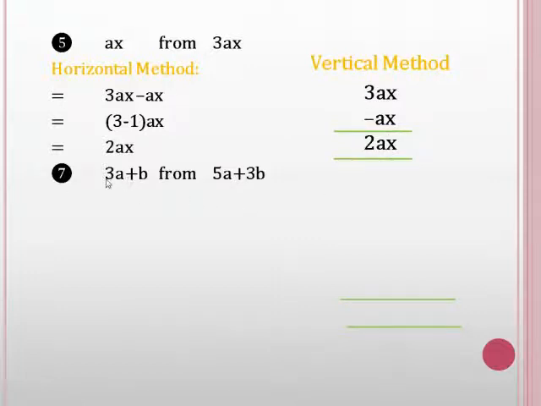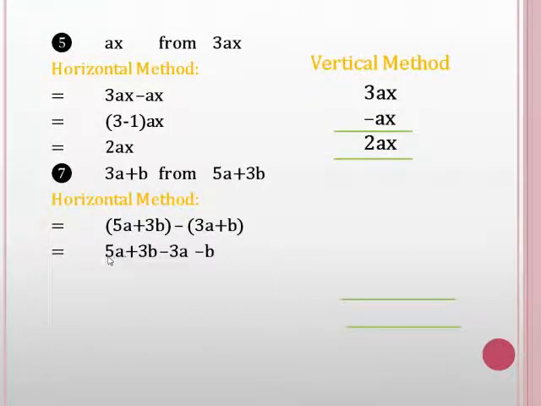Question number 7 is: subtract 3a plus b from 5a plus 3b. Here's the horizontal method. First we write 5a plus 3b minus 3a plus b. Now here we remove the brackets and we write 5a plus 3b minus 3a and minus plus is minus b. Now we separate the like terms, which are 5a and minus 3a, and plus 3b and minus b. So here we subtract them. 5a minus 3a means 2a, plus 3b minus b is 2b.